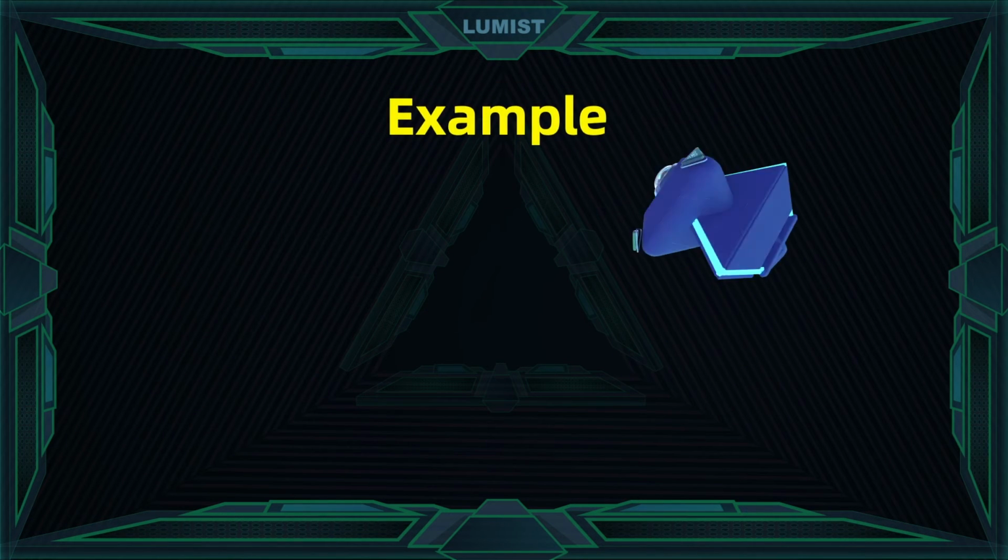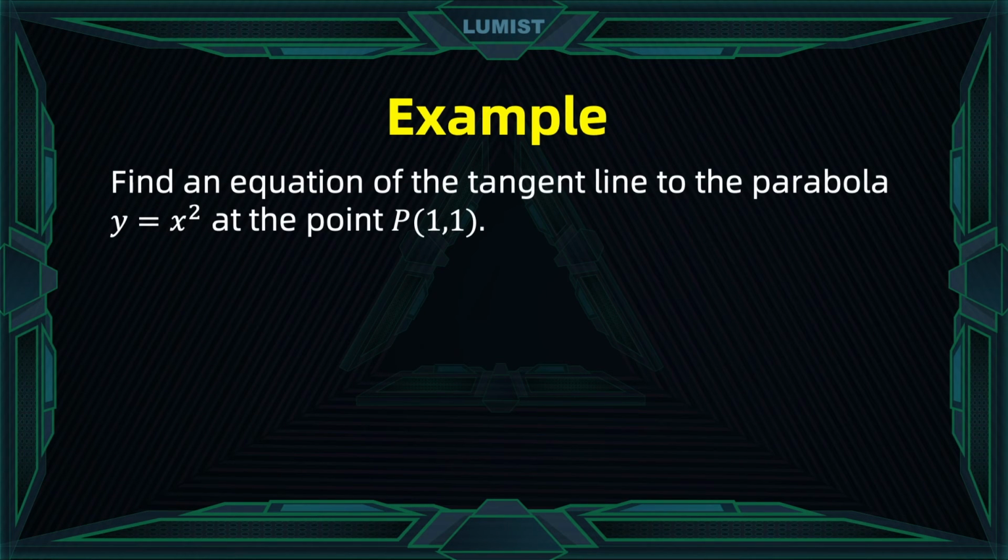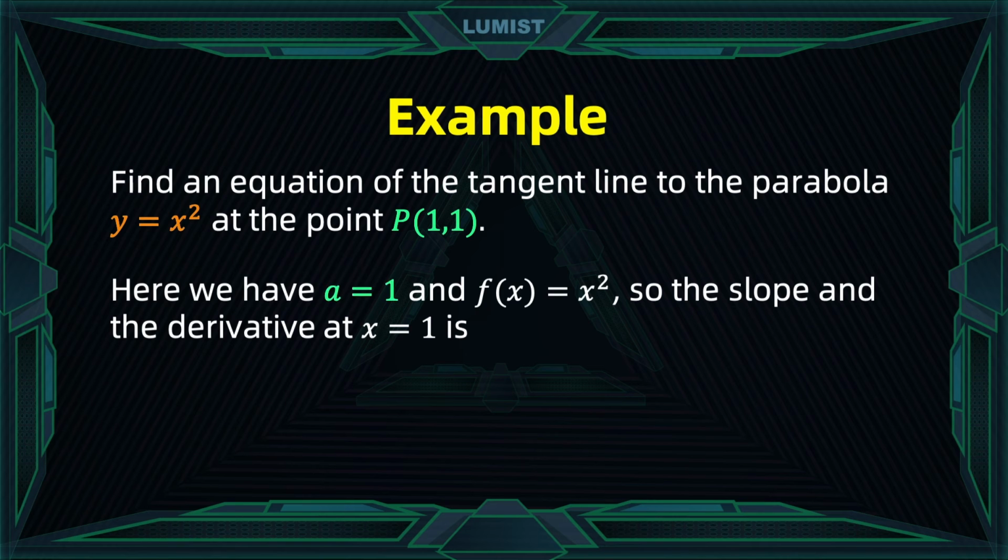To solidify what we just talked about, let's go through an example. The question asks us, find an equation of a tangent line to the parabola y equals x squared at the point p of 1 and 1. Here we have a equal to 1, and we have f of x equals x squared.